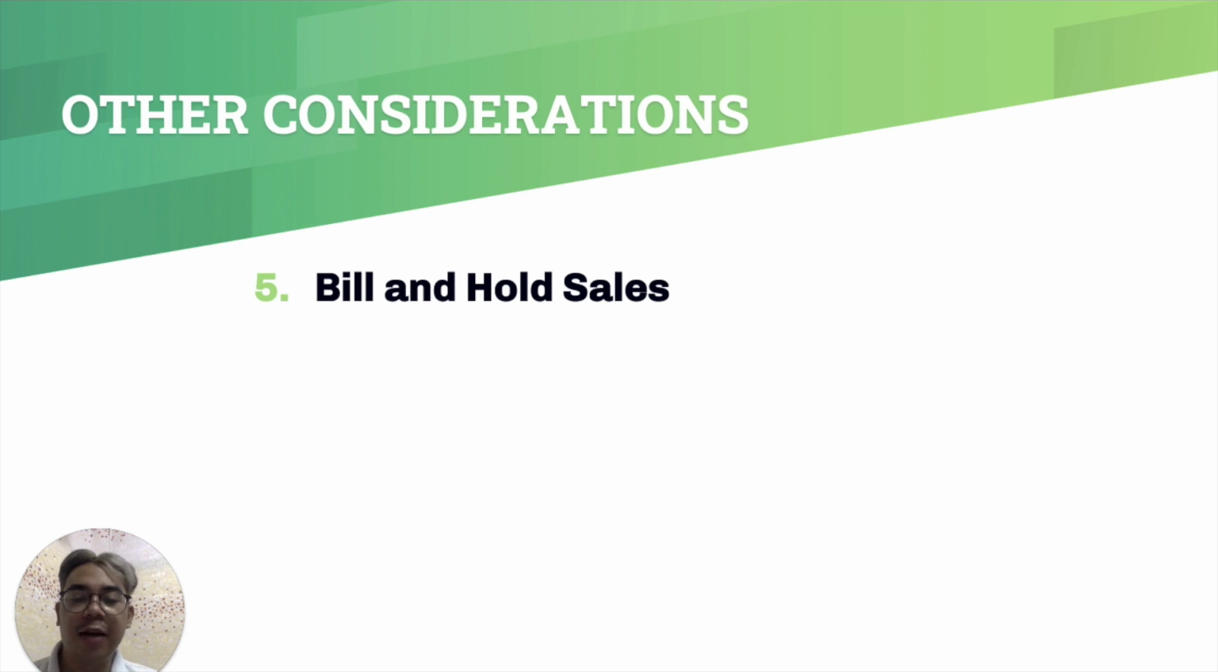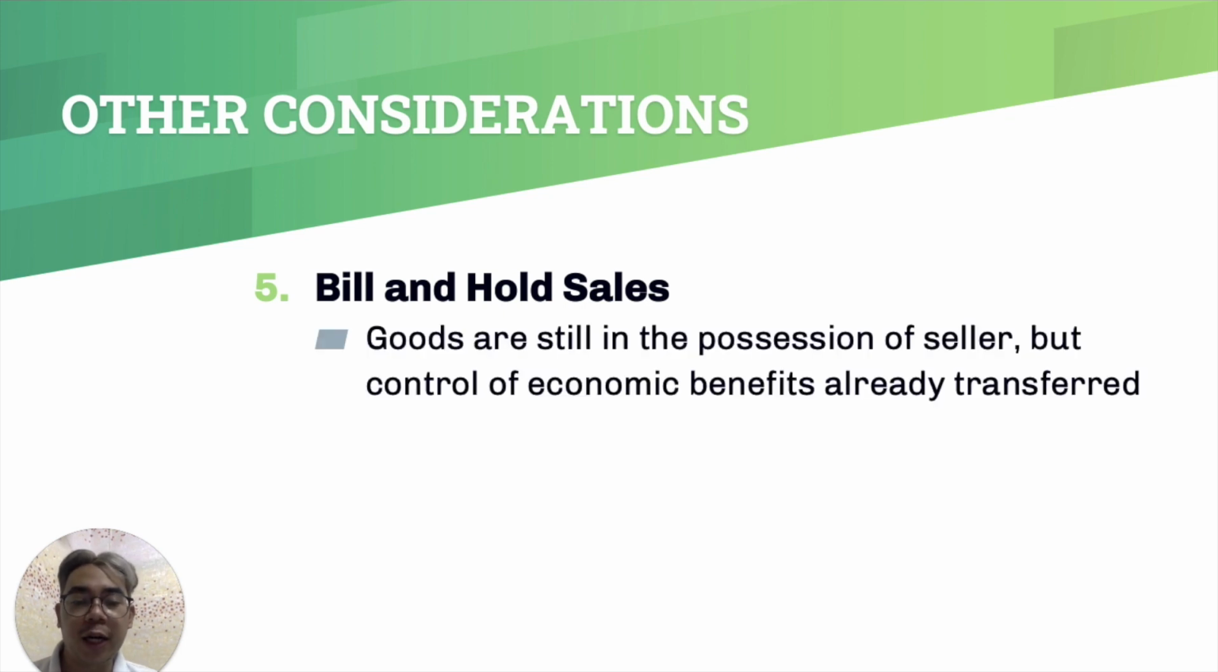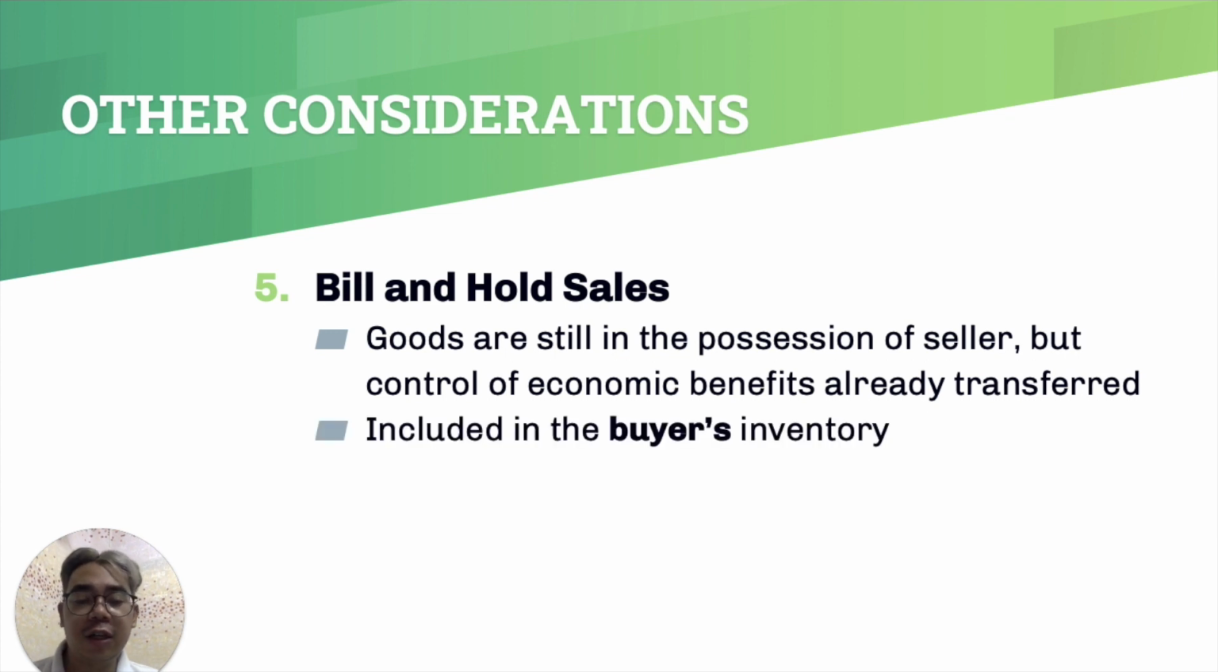And finally, number 5 is yung bill and hold sales. Ano naman tong mga bill and hold sales? This is a situation wherein the goods are still in the possession of the seller. Kasi nga hold. Pero binill niya na yung sales, meaning the control of economic benefits are already transferred. It's just that hinold niya muna yung goods sa possession niya, siguro pipick up lang ng buyer. So in this situation, kahit nandun pa yung possession kay seller, the economic benefits and the title is already transferred. The ownership is already transferred. So in this situation, the inventory is already included in the buyer's inventory.